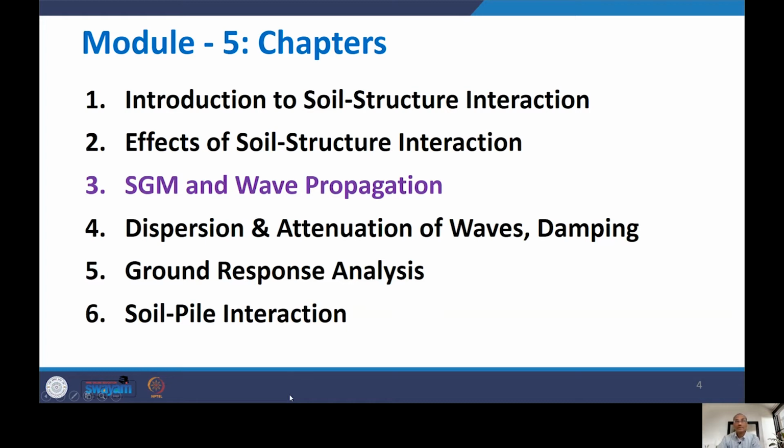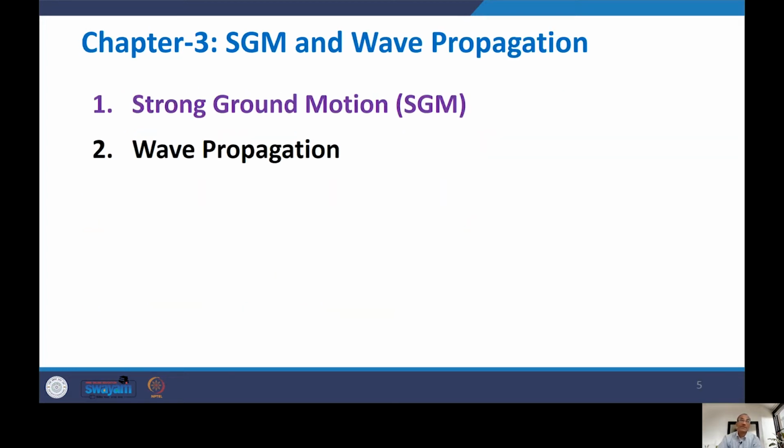Both strong ground motion and wave propagation are very much relevant to soil structure interaction, because the understanding of strong ground motion and wave propagation will help to understand the soil structure interaction, and SSI is very important for earthquake resistant design of structures, as we discussed in the last lectures. Continuing with that, we have today's lecture in 2 parts. One is strong ground motion and another is wave propagation.